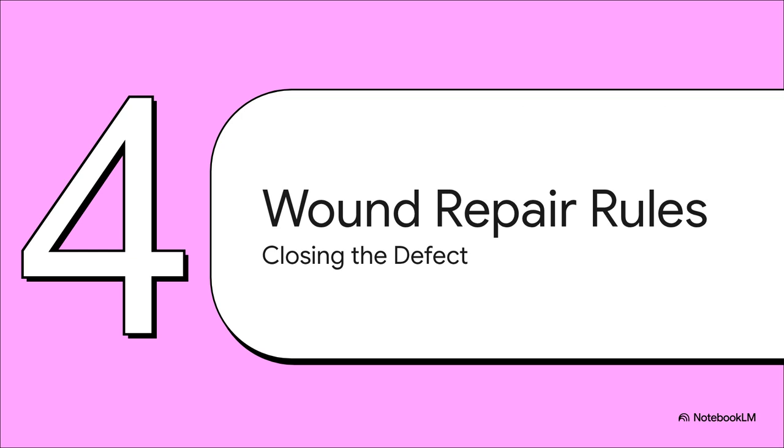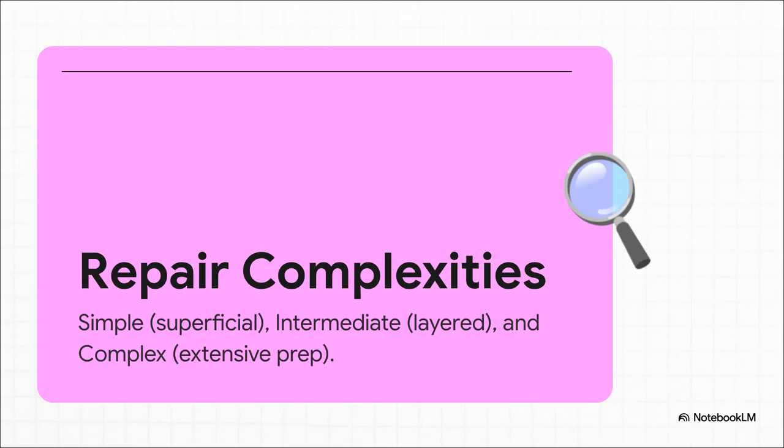Section 4, Rules of Wound Repair, Closing the Defect. So the lesion is gone, and the surgeon is left with a hole they need to close up. A massive coding pitfall here is mixing up closure complexities. The rules basically categorize repairs into 3 distinct buckets.